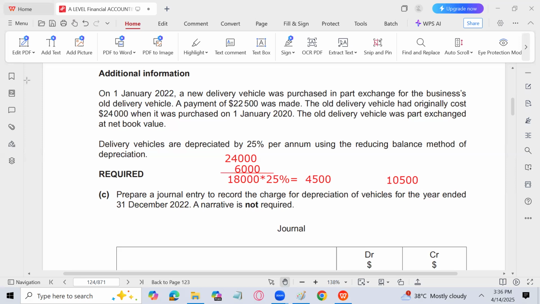13,500. So it is given in the question that the old vehicle has been part exchanged at net book value. That means we don't need to pay the price of the old asset in the cost of the new asset, we don't need to pay 13,500. Now let's pass the entry.